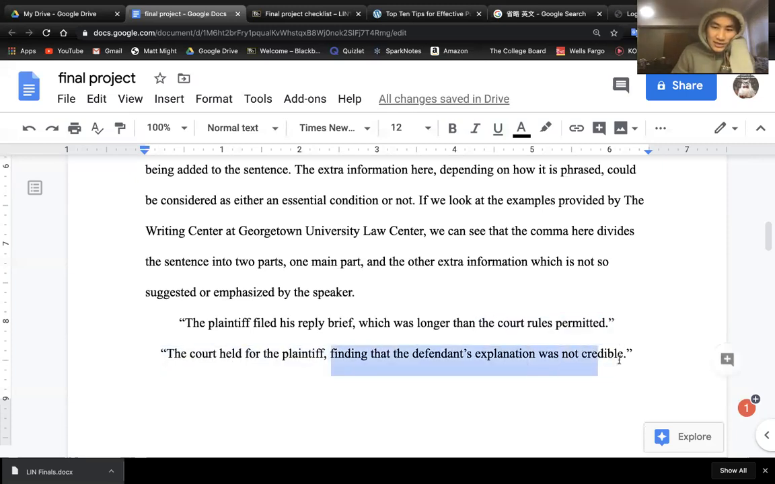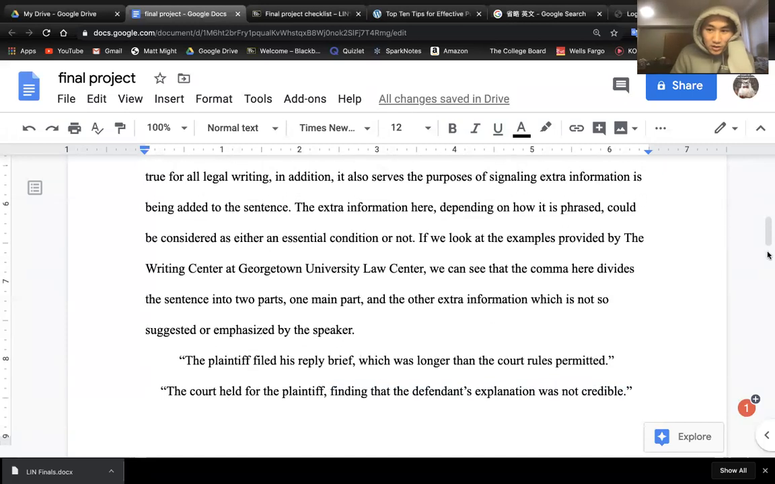It is a kind of not-so-essential condition. It's basically talking about the credibility of the defendant's explanation here, which could be omitted and does not change the sentence entirely. Here it's a little bit missing details, but still, the common use of the comma here is suggesting that whatever follows is just a condition. It could be omitted.